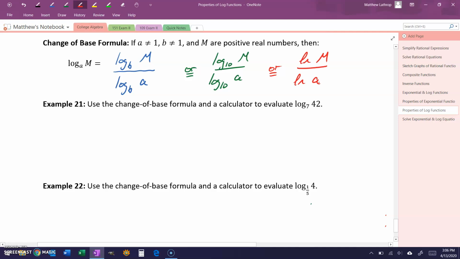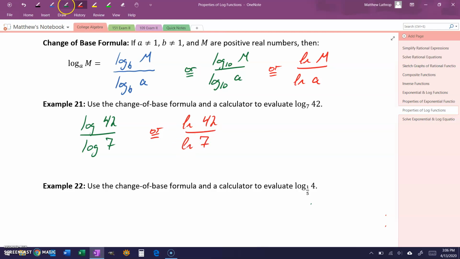We want to apply that idea in examples 21 and 22. In example 21, we can convert this into a log base 10 by taking the log of 42 divided by the log of 7, which was the original base. Or if we wanted to use natural logs, we could convert it into the natural log of 42 divided by the natural log of 7. In either case, regardless of which approach we use, we should get a result of approximately 1.921.